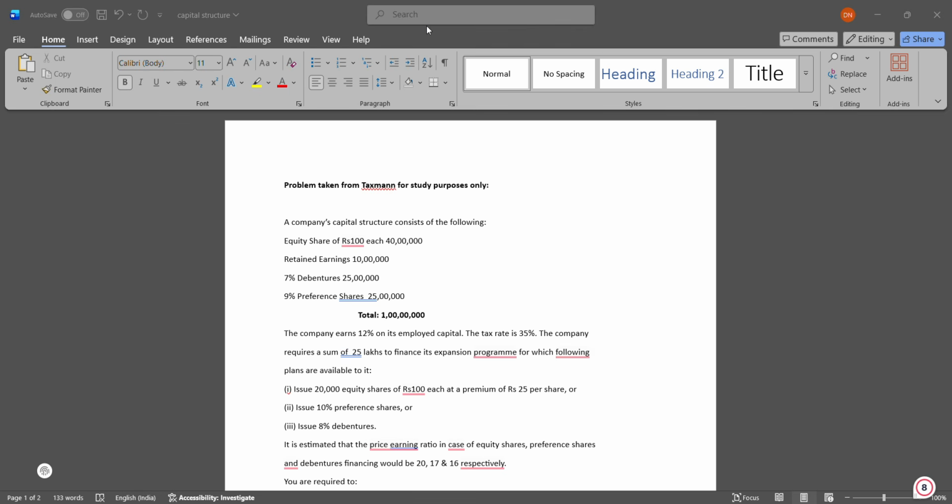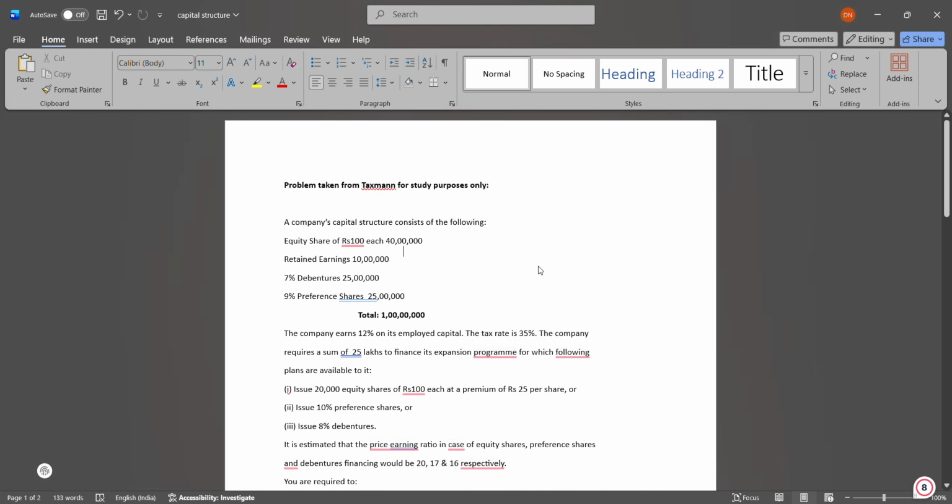Today we are going to study a problem on capital structure. This particular problem is taken from Taxmann, and the purpose behind this study is just to understand conceptually how capital structure exactly works. Capital structure is the investments made with different criteria for running a business. In this problem, we are going to study how capital structure decisions are made.